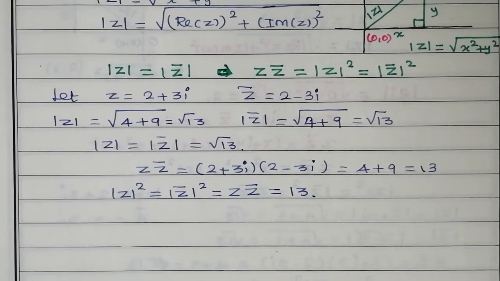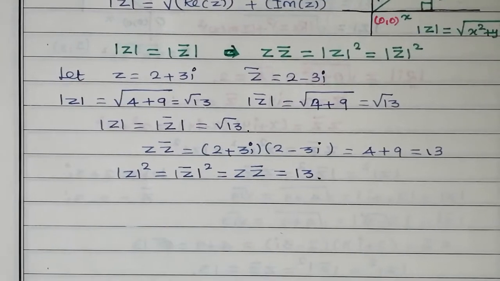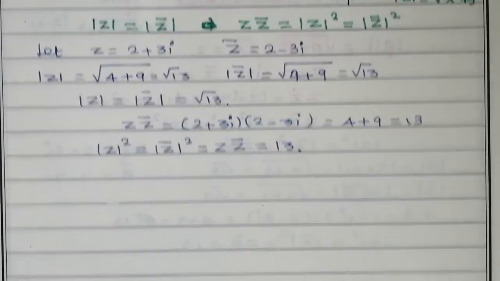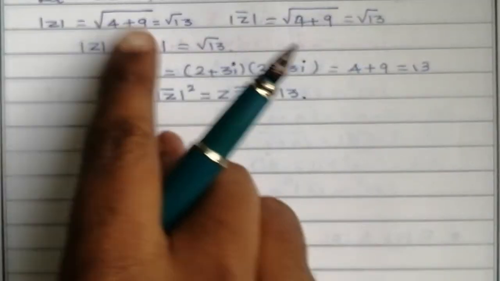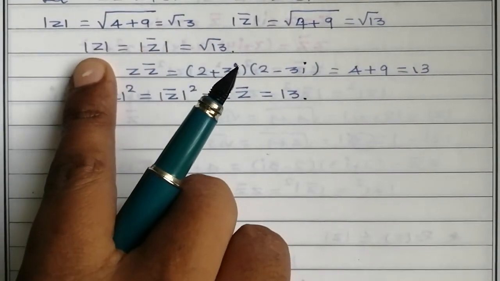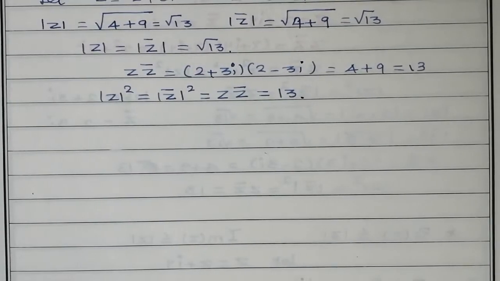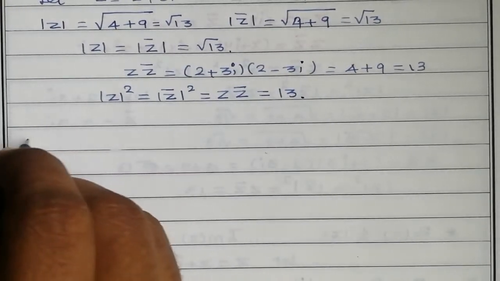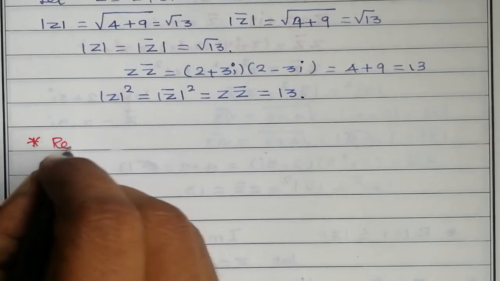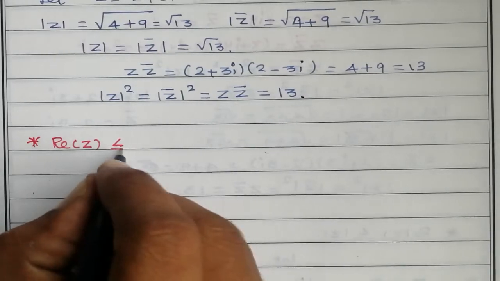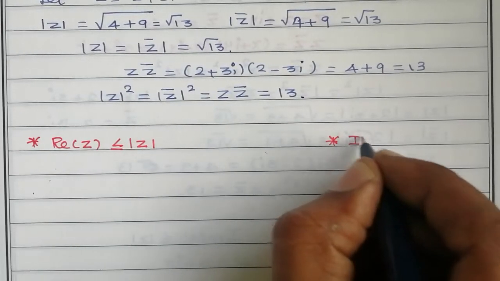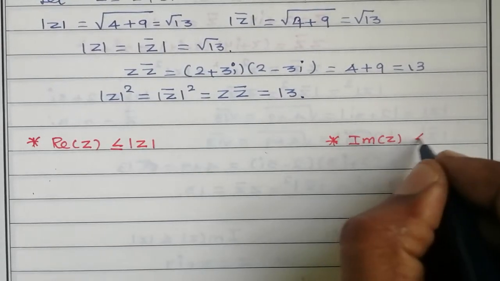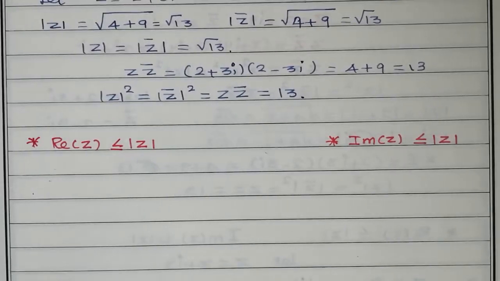The next one, properties of modulus of a complex number. The first property is modulus of z equals modulus of z bar. This is the first property. Then the next one is a very important property. The real part of z is always less than or equal to modulus of z, and the imaginary part of z is always less than or equal to modulus of z.